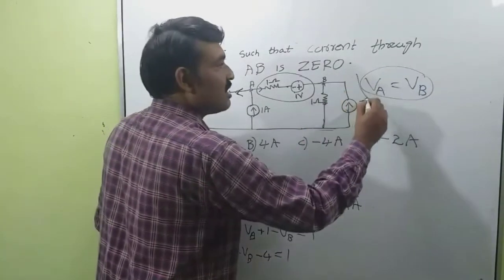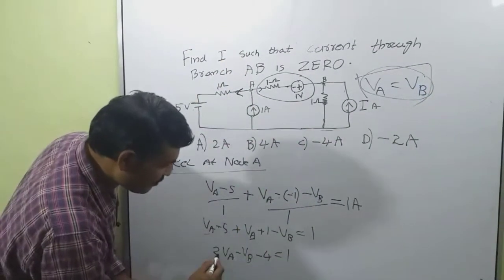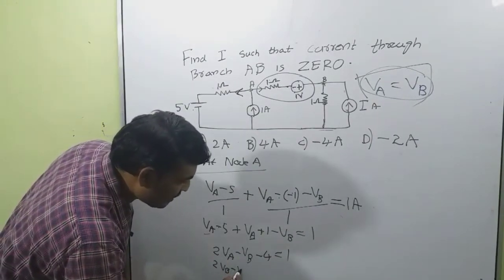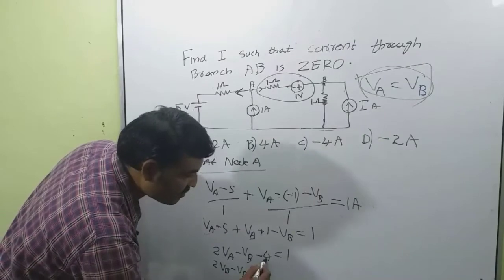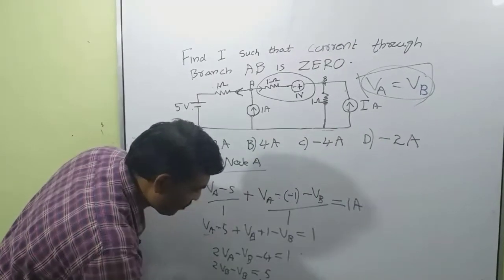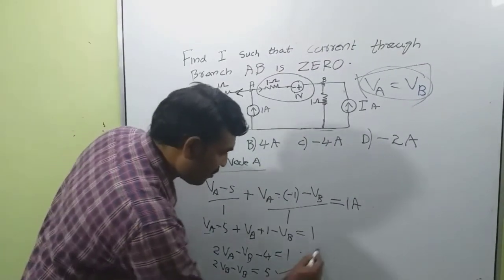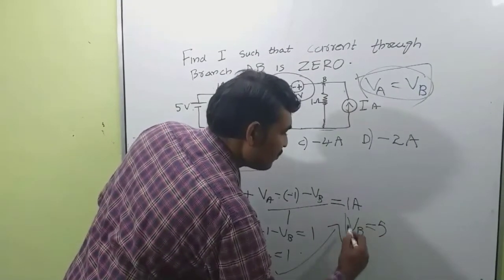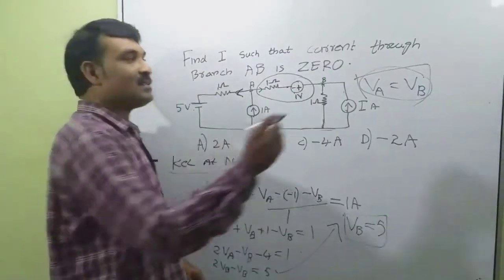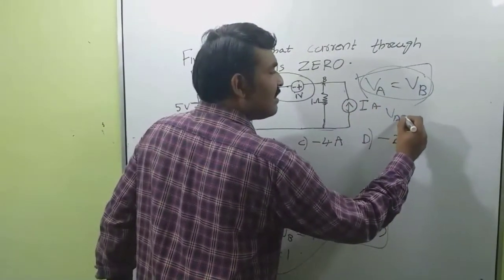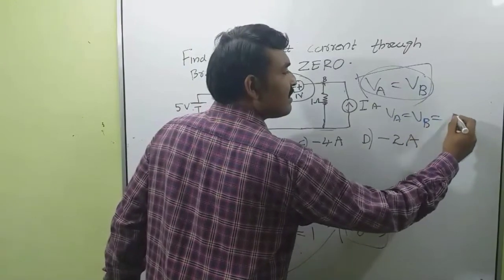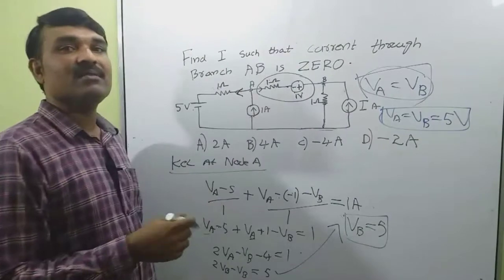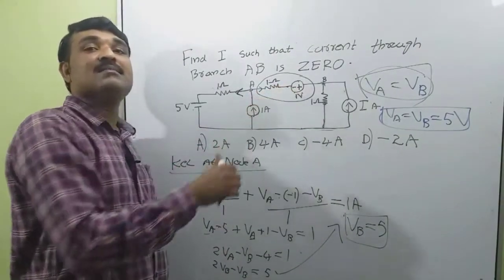Since this is a condition, VA is equal to VB, we can substitute VA is equal to VB. So 2 VB minus VB is equal to, taking this minus 4 to the RHS, 5. So VB is equal to 5. That means VA is equal to VB is equal to 5 volt. This is the condition for which no current will pass through this branch.